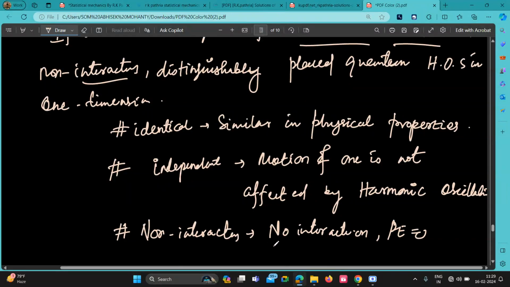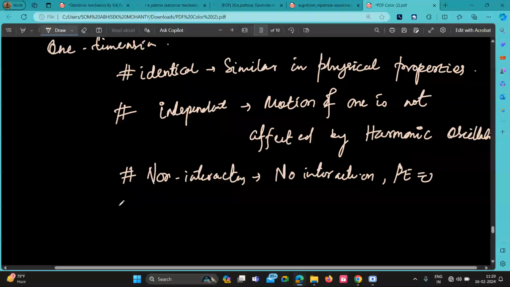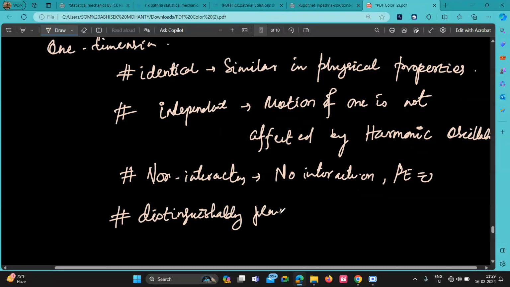Now last is your distinguishable particles. Distinguishably placed. That means localized. Okay, so these are some of the terms that you need to be acquainted with.